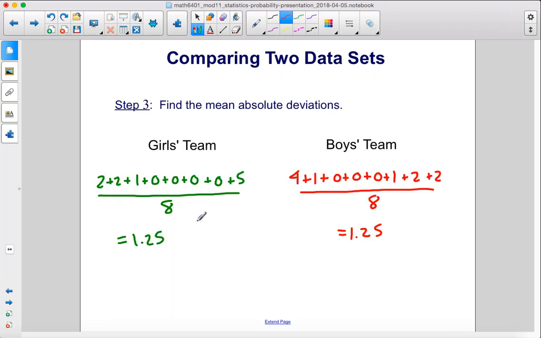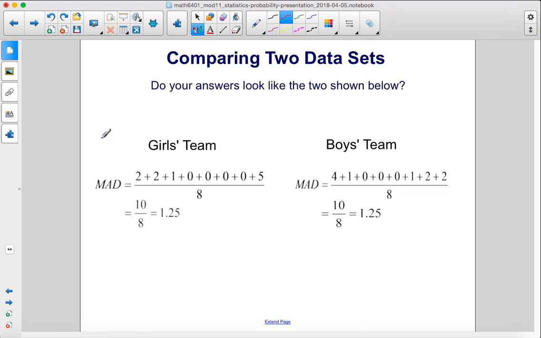Step 3, find the mean absolute deviations. Alright, so all we have to do is take all of the absolute deviations from the previous slide and average them together. So 2, 2, 1, 0, 0, 0, 0, and 5 averaged together, so you just add them up and divide by 8 and you get 1.25. And when you do the same thing for the boys' team, you also get 1.25. Do your answers look like the two shown below? Yes, they do.